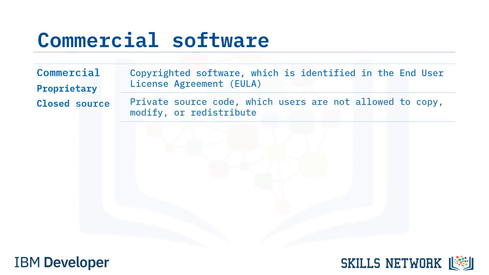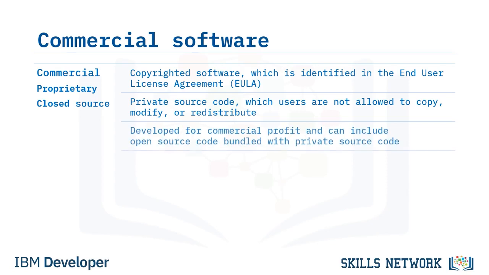Commercial software source code is private, and users are prohibited from copying, modifying, or redistributing the software or any part of the source code, except parts of the source code that may be open source. It is usually developed for commercial profit and can include open source code bundled with private source code.